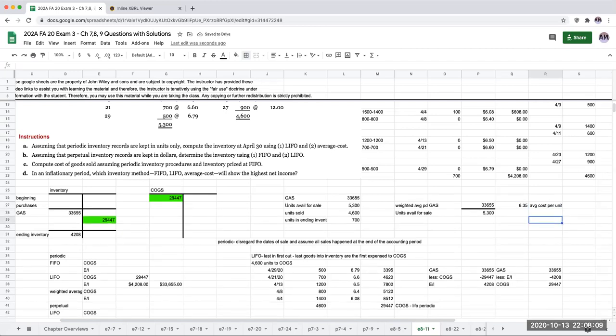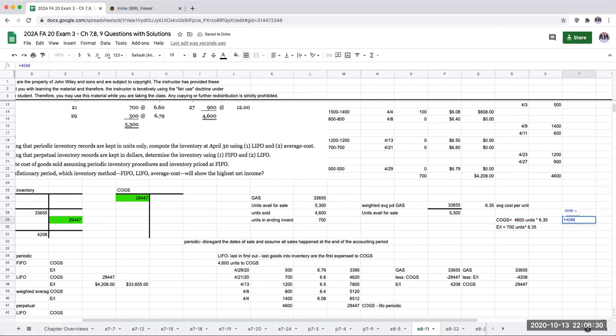What I'm then going to do is for my cost of goods sold, I sold 4,600 units times $6.35. My ending inventory is going to be 700 units times $6.35. And again, it has to equal the total amount over here of the goods available for sale. So my cost of goods sold is right here. My ending inventory is right here.